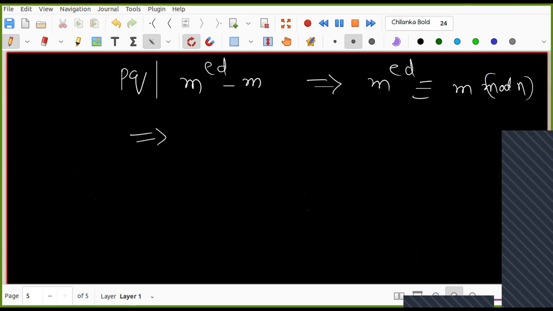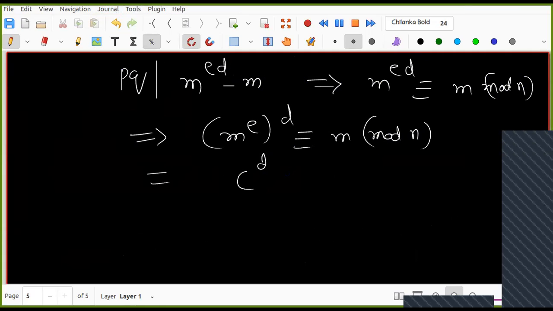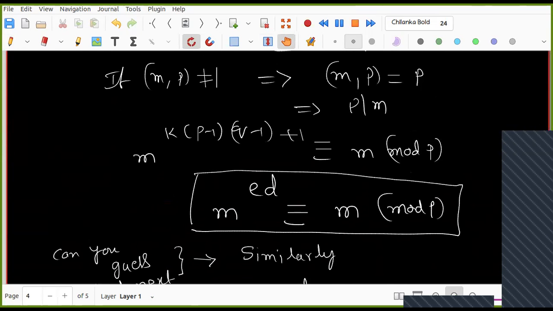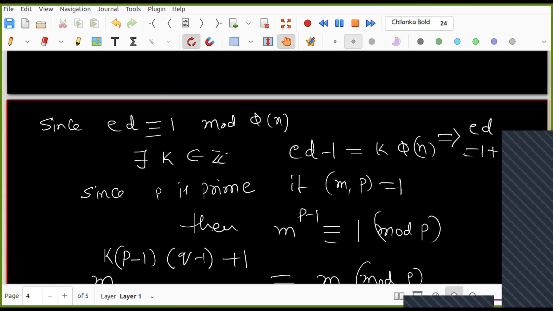That is, M power e power d is congruent to M modulo n. That is, C power d is congruent to M modulo n, right? That is the logic, so decryption is working. If I compute C power d, I am getting M. Any questions here? I think these are very straightforward, simple observations.